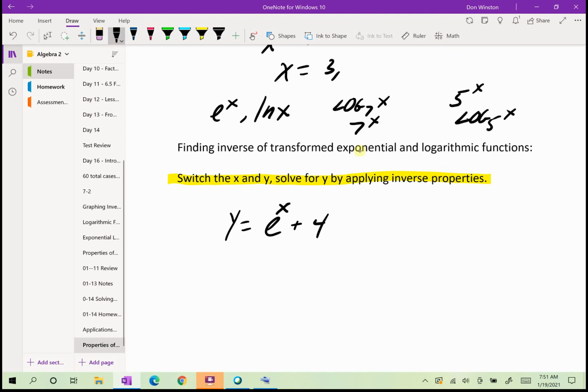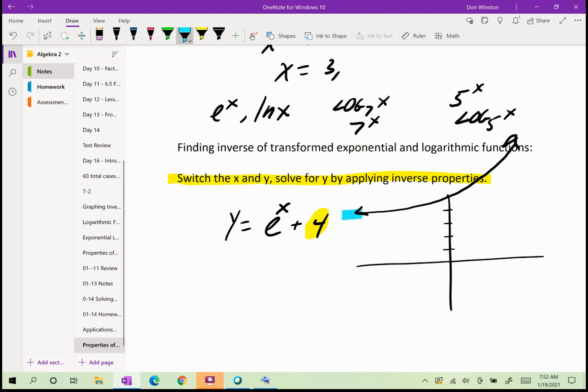Now, it may be helpful first to take a look at the graph of this function. So it's an exponential function. Notice here I have a plus 4, so basically that's going to move my horizontal asymptote up 4. So 1, 2, 3, 4. So I'll have that imaginary line, and my exponential function will look something like that. My asymptote will be at y is equal to 4.